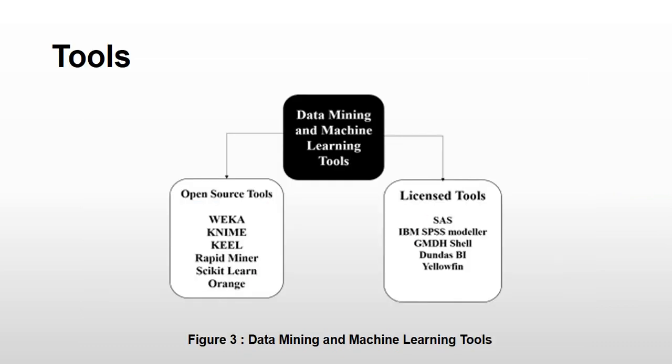Now let's see data mining and machine learning tools, divided into two parts. One is the open source tools and the other is the licensed tools. Various open source tools are here: Weka, Knime, KEEL, RapidMiner, scikit-learn, Orange. There are many more also. And here in the licensed tools, SAS, IBM SPSS Modeler, GMDH Shell, Dundas by Yellowfin, and so on. Let's see the description of the tools one by one.